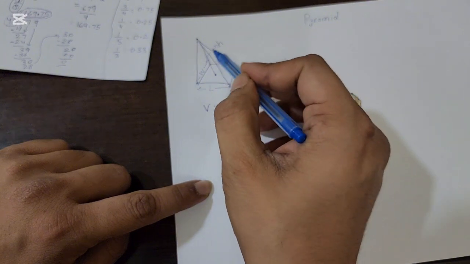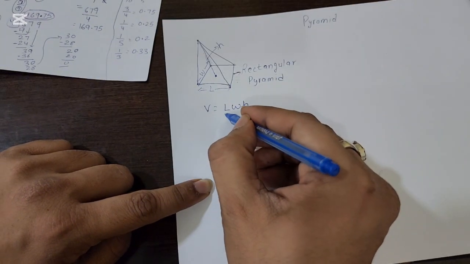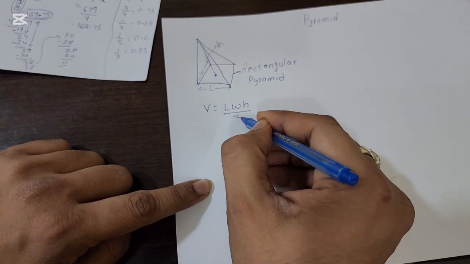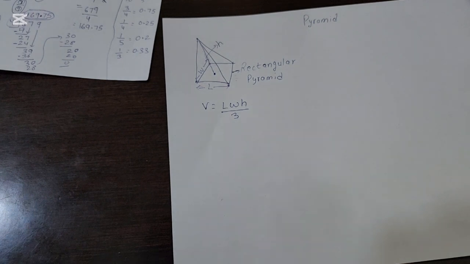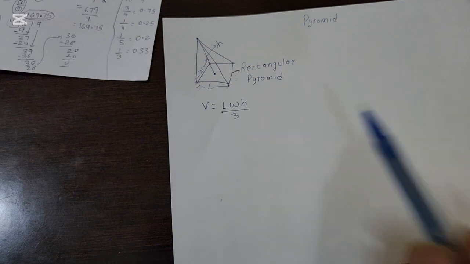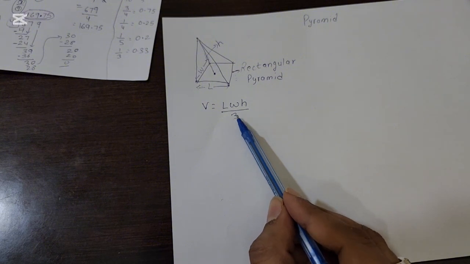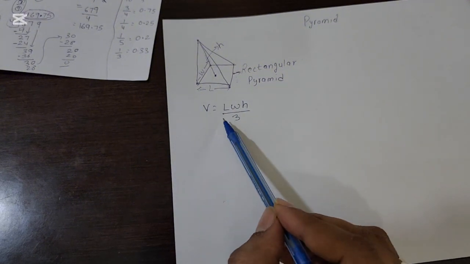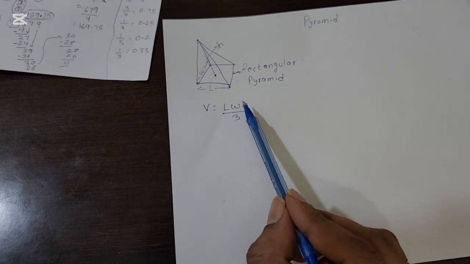But in the pyramid we have to do Taksim 3 in the last. So the formula will be length multiply width multiply height divided by 3. Just remember this. Why am I using length, width, height again and again? Because the length, width and height in the numerator are the same in all the formulas. What is changing is only the denominator, the number which is down. In the rectangular prism, there was no Taksim, only length multiply width multiply height.